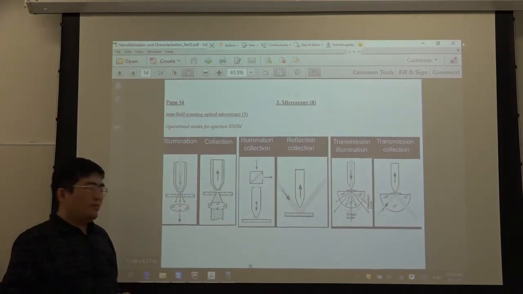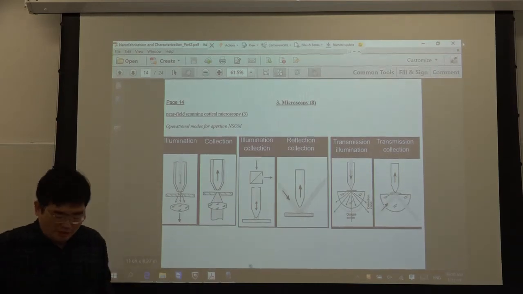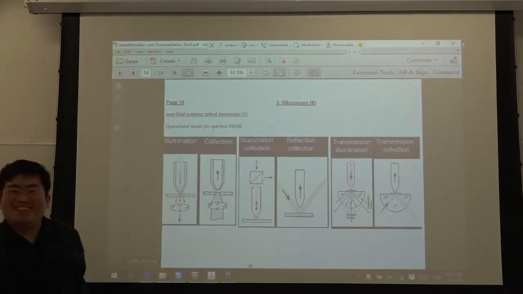Can I ask which kind of mode your group uses in your experiment? You don't know. Okay, you don't know the detail.